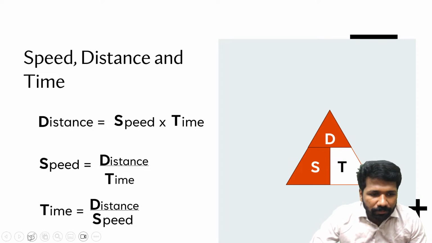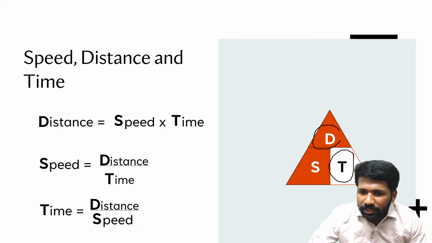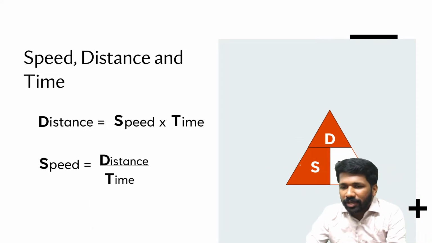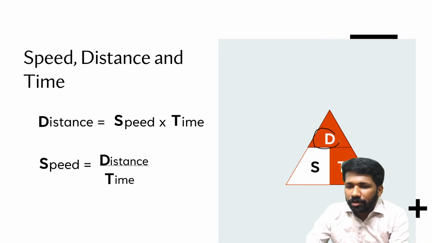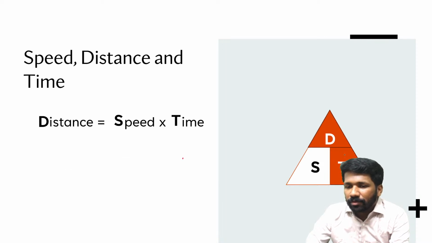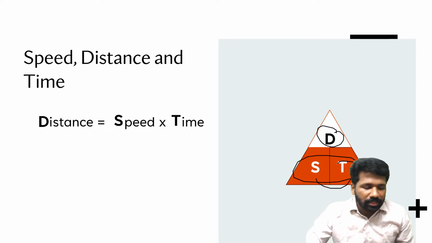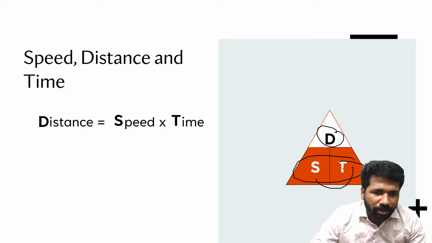To find time, distance and speed you have to take a ratio, because this is above and below. To find speed you have to divide distance and time. But to find distance you have to multiply speed and time, because they are at the same level. Just a mnemonic for remembering this formula.